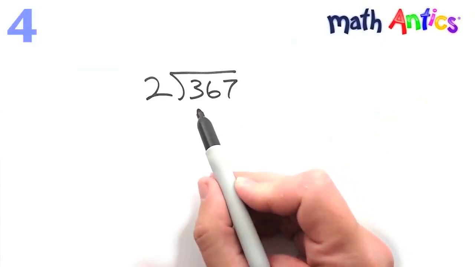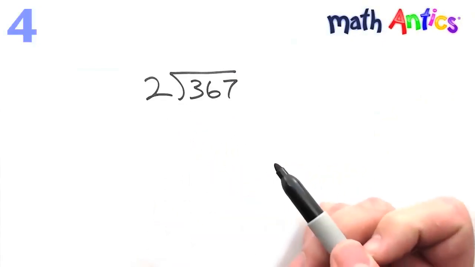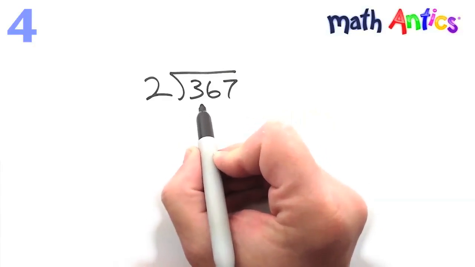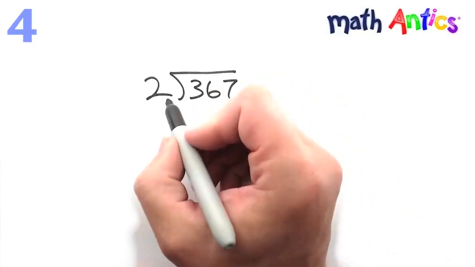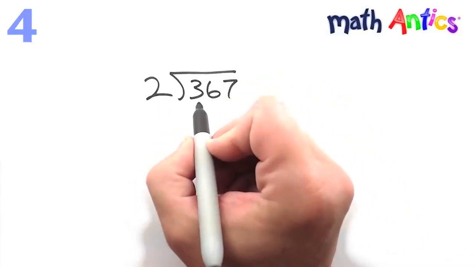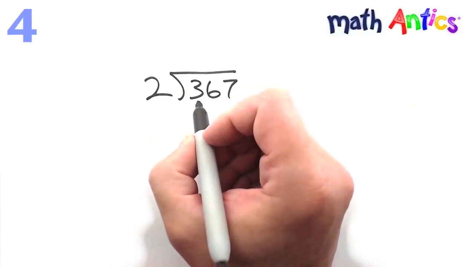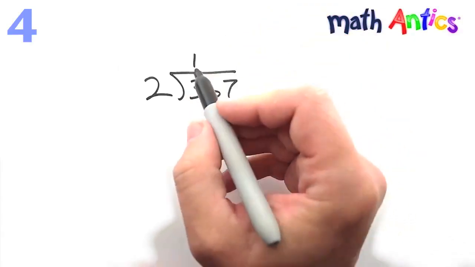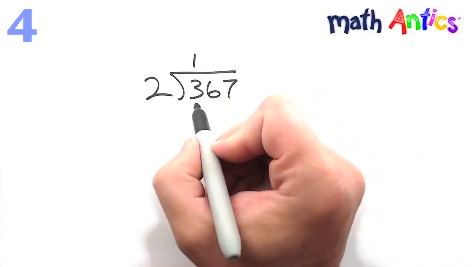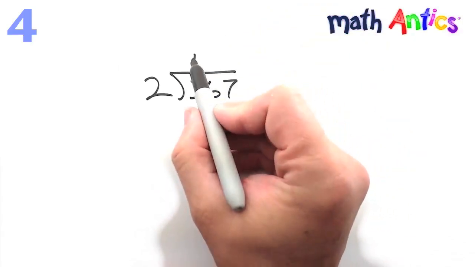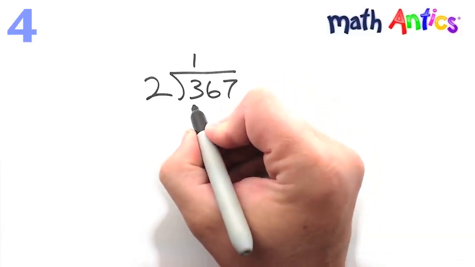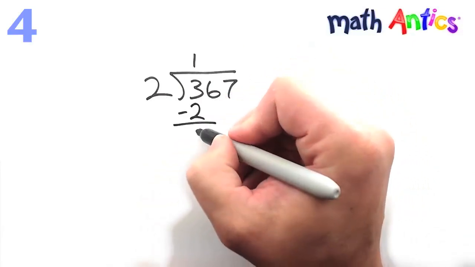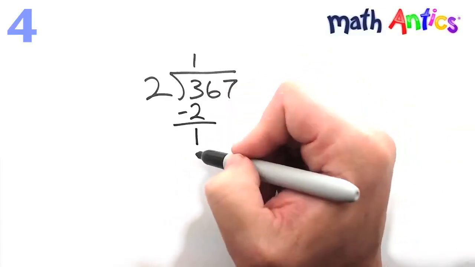Here we have 367 divided by 2. And we'll take it digit by digit, starting with the digit on the left and moving right. So we ask, how many 2's does it take to make 3, or almost 3? Well, only one 2 can fit in 3. So we put a 1 above the 3, and then we multiply 1 times 2, and we put it underneath the 3 and subtract it. 3 minus 2 equals 1. So now our remainder is 1.